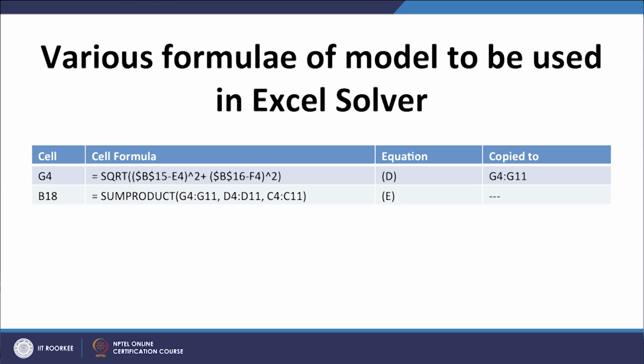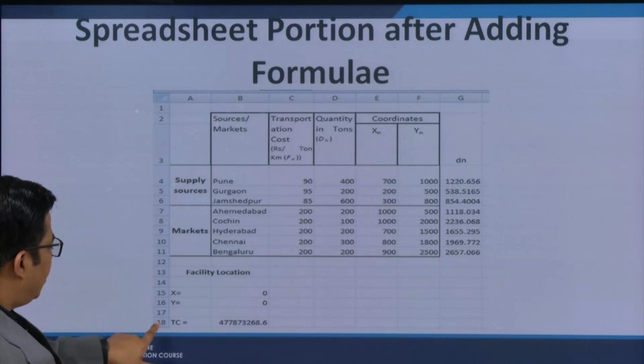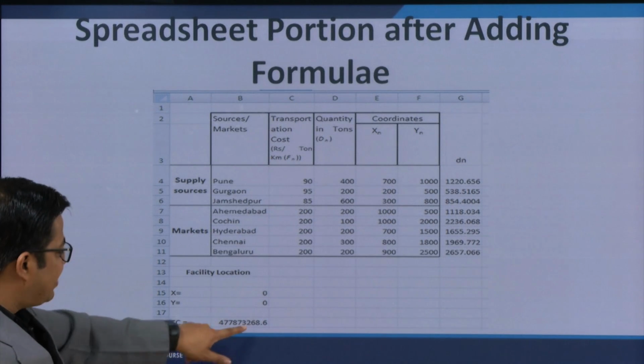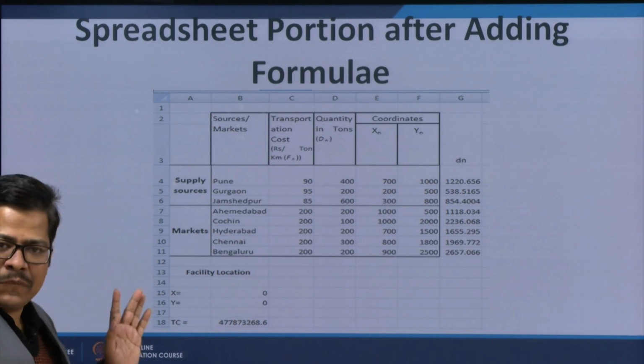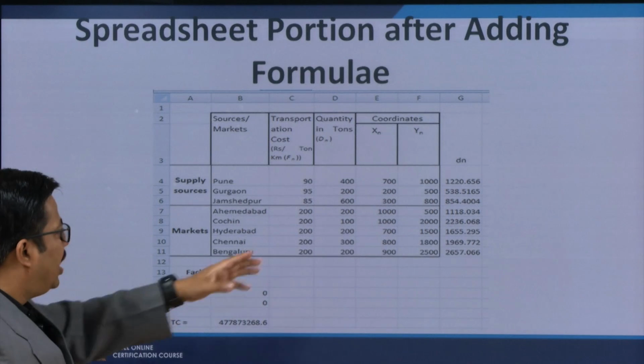In Excel, it is written like that: from G4 to G11, we would like to multiply D4 to D11 and also C4 to C11. So G4 will be multiplied with D4, will be multiplied with C4. G5 with D5 with C5, and so on, G11 with D11 and C11, and the sum product of that is coming in the B18 cell. So this is the value here with the help of this.